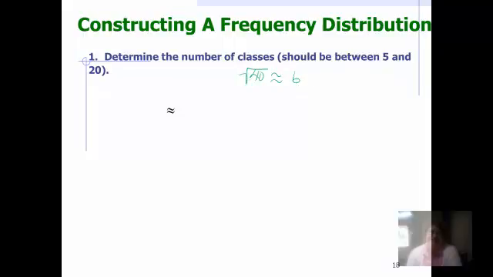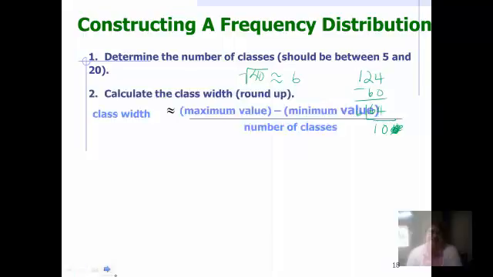And our data went from 60 to 124. So 64 is going to be our difference. 64 divided by 6 is going to be about 10. So 10 is going to be a really good interval for our classes. So let's look at this and let's go on.